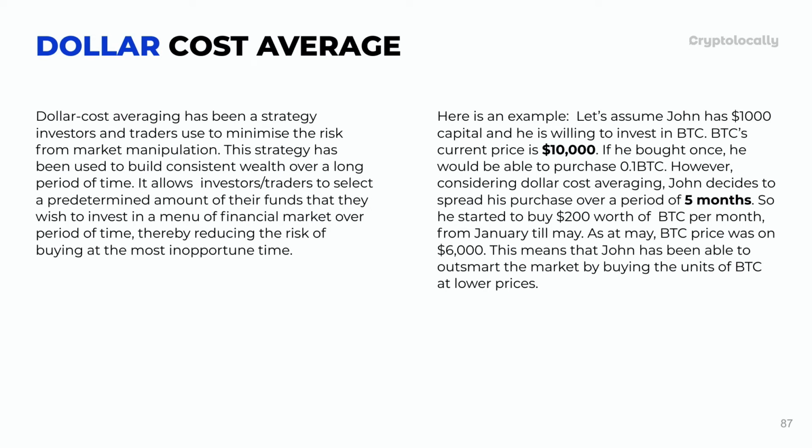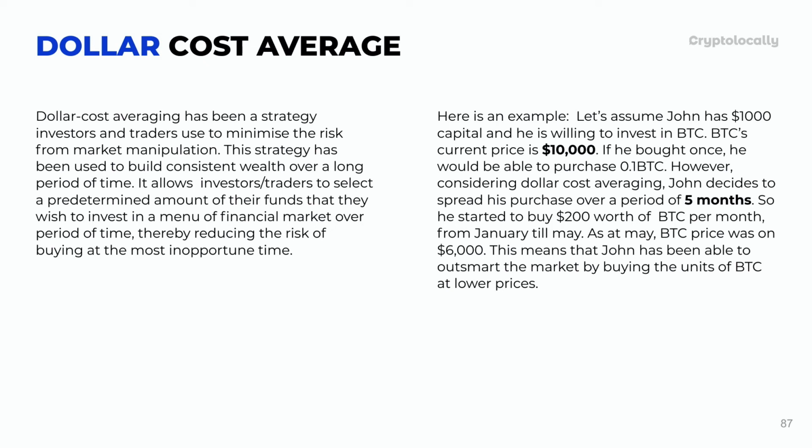So as of May, Bitcoin already dropped from $10,000 to $6,000. This means that we have been able to buy Bitcoin as it's coming down from $10,000 to $6,000 over the period of those 5 months, right? If you calculate the amount of Bitcoin John gets with his $1,000 at the end of 5 months, it will be way more than the 0.1 Bitcoin that he initially got when he didn't use dollar cost averaging.